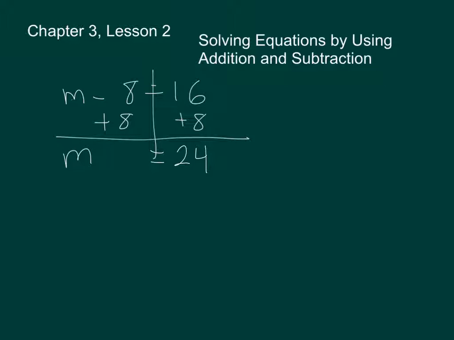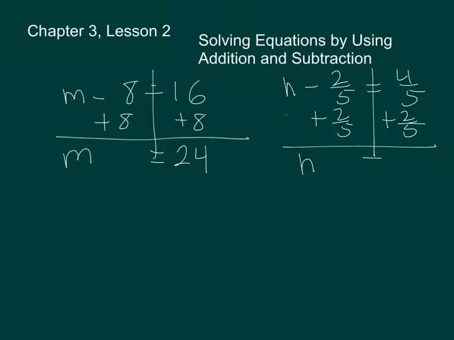Okay, let's just do another example with subtraction. If we had h minus 2/5 is equal to 4/5, then we would draw our curtain, add 2/5 to both sides, because addition is the inverse operation of subtraction, and we would get h is equal to 6/5.